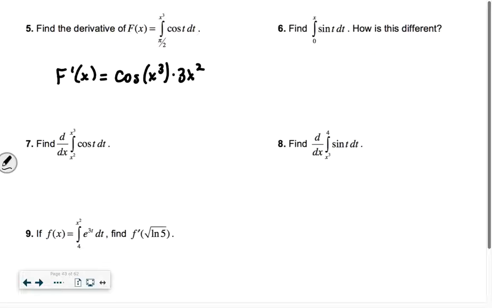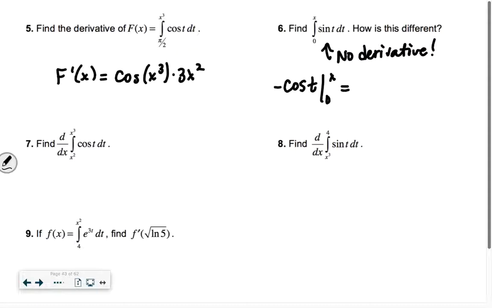But in number 6, notice how I'm not asking for a derivative. There's no d dx in front of it, d over dx. That means derivative. It doesn't say find the derivative of this integral. So no derivative. This would just be integrating sine of t, getting negative cosine of t going from 0 to x.